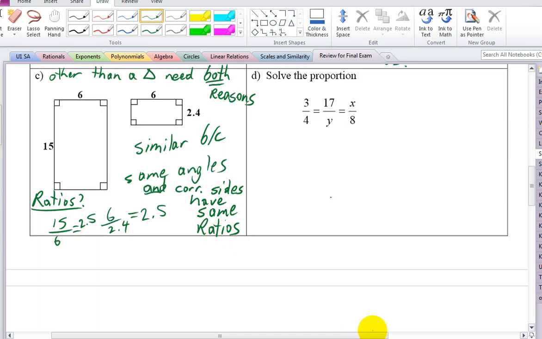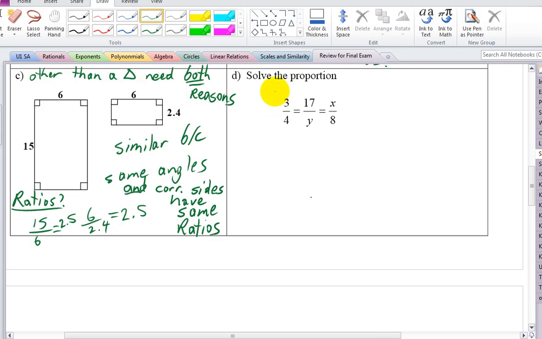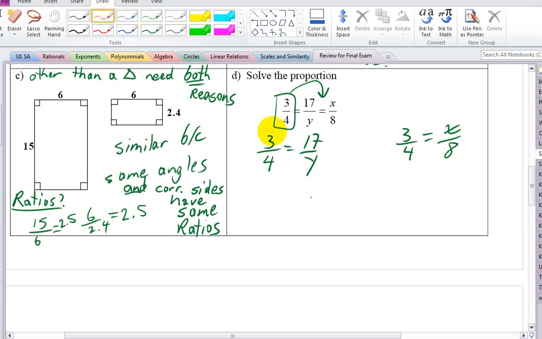All right, D. So for D, what we did is we put 3/4 in the middle. They're both equal to 3 over 4. So 3 over 4 equals 17 over y. And 3 over 4 also equals x over 8. And then we solved. So you can do a complete cross multiplication or just do a partial cross multiplication depending on what you have. Solve. Go.